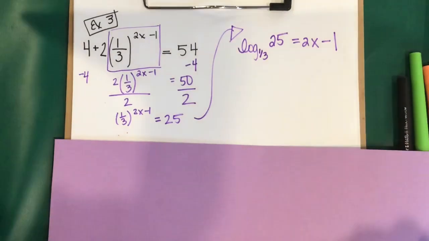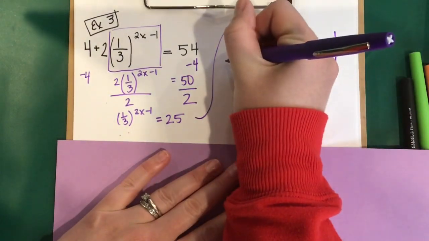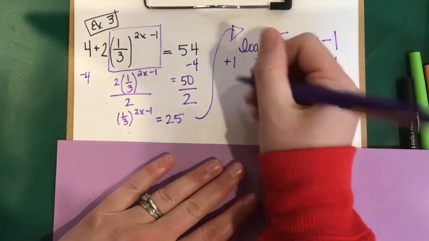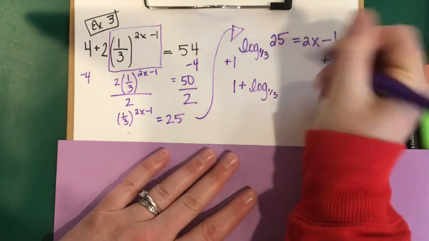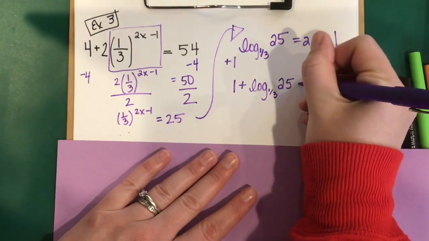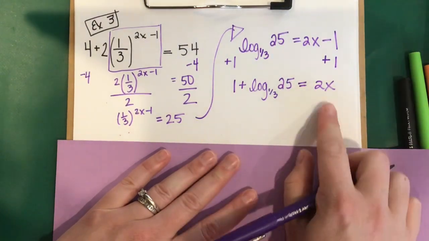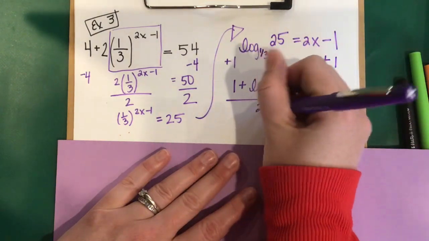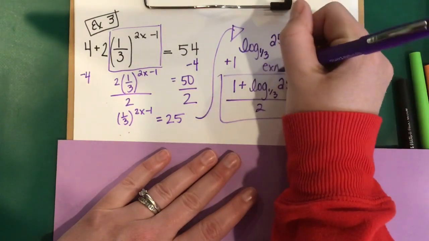Well, we can still solve this. We can still get an exact answer. Add my 1. Now, I'm going to put my 1 in front because I don't want to think I'm taking the log base 1/3 of 26. So I'm going to have 1 plus log base 1/3 of 25 equals 2x. And so now I can go ahead and I can divide both sides by 2. And so this is my exact answer.